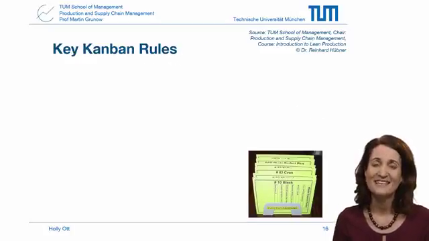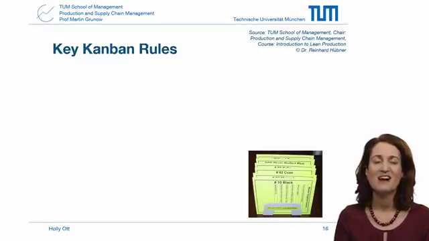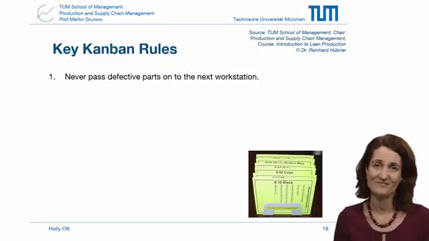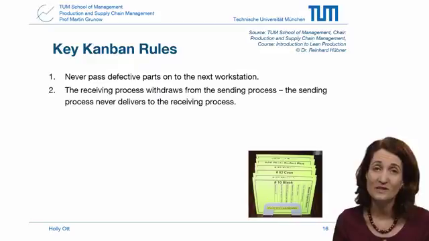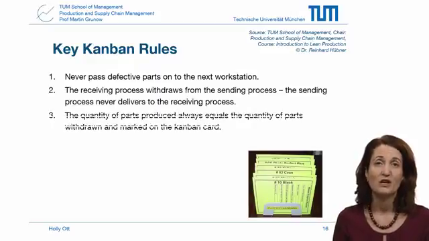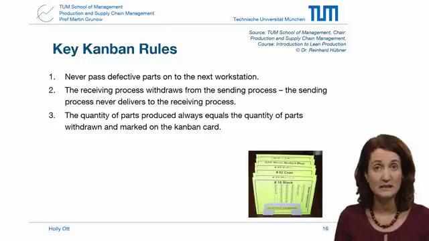Now, there are some key Kanban rules, and you may see some variations on this, but ours here are: never pass defective parts onto the next workstation. So, quality at the source. The receiving process withdraws from the sending process. The sending process never delivers to the receiving process. No push. The quantity of the parts produced always equals the quantity of parts withdrawn and is marked on the Kanban card. So again, this idea of control via the containers and the Kanbans.